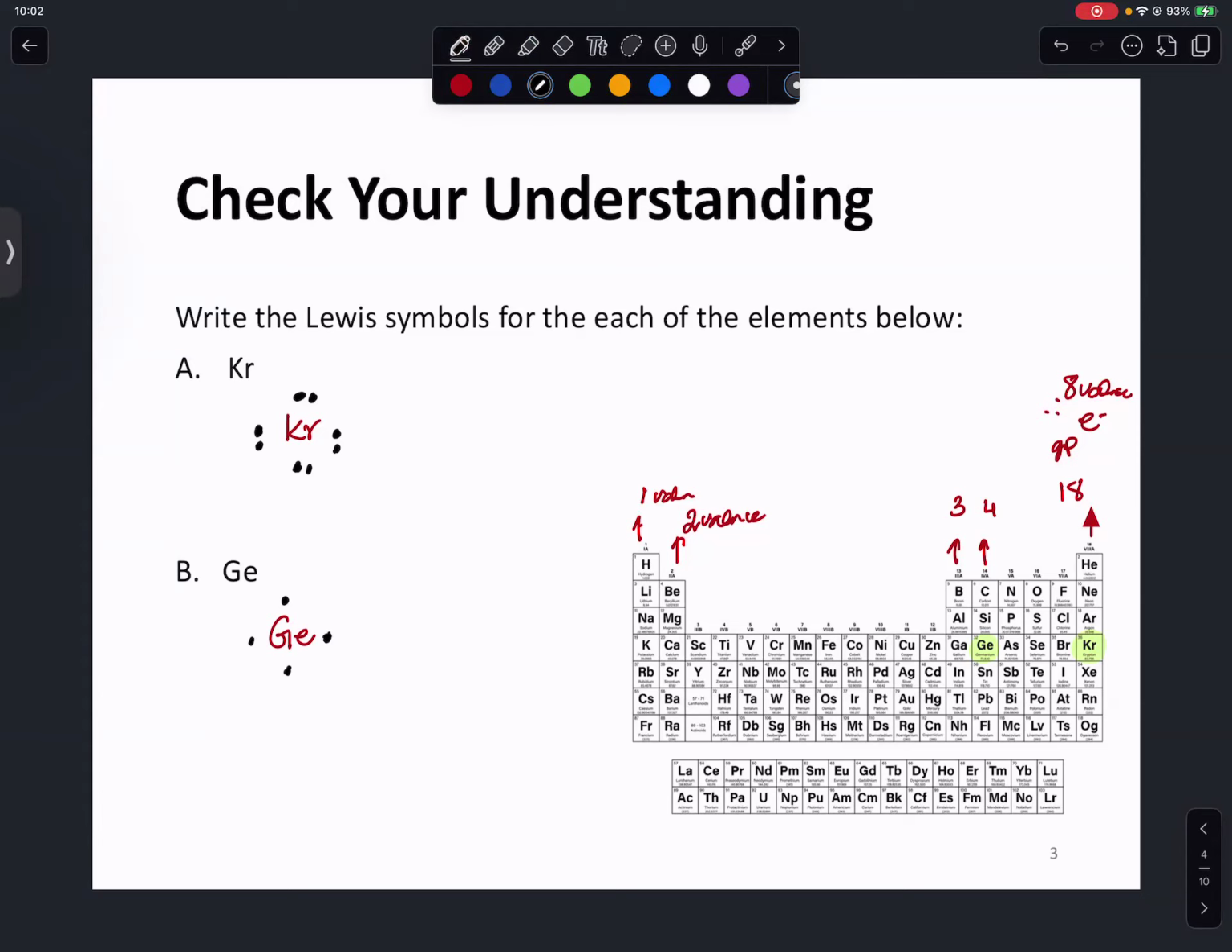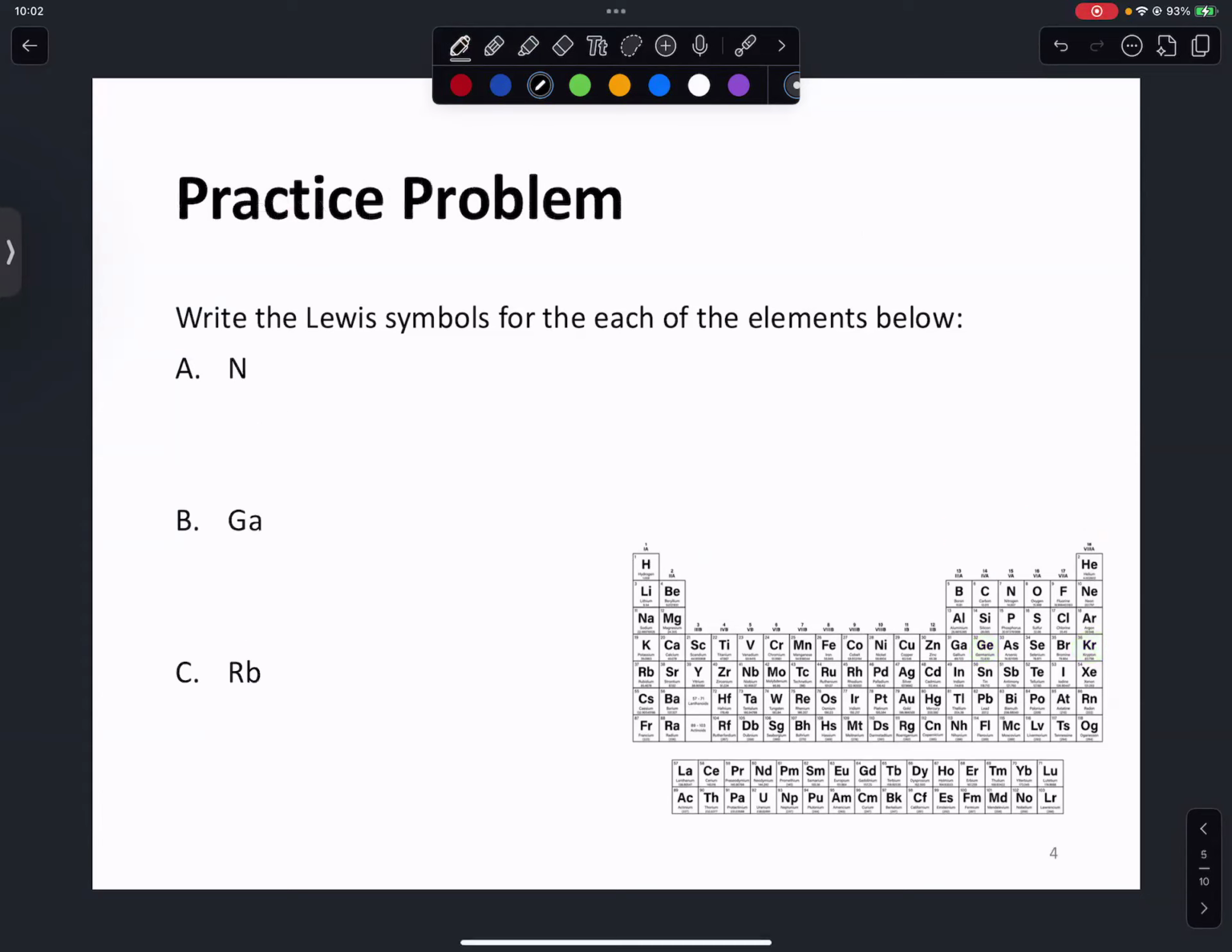Now I want you to go ahead and try drawing out the Lewis symbol on your own, and let's see if our answers match. I highly recommend that you practice this on your own and then check the answers with me after you finish them. Now let's see, nitrogen.